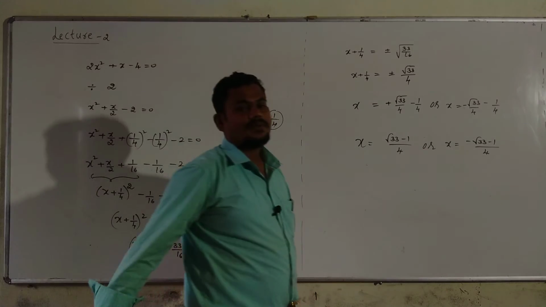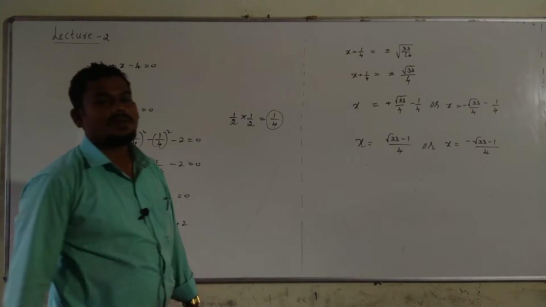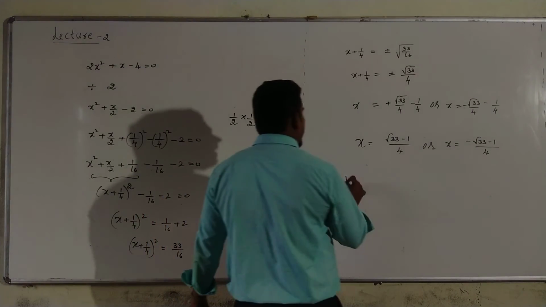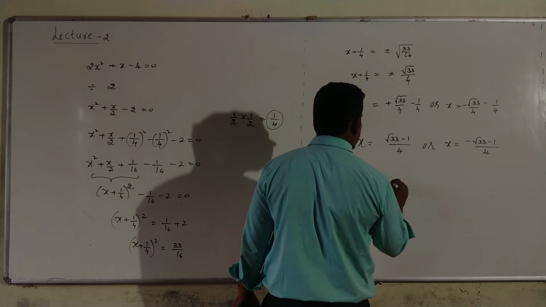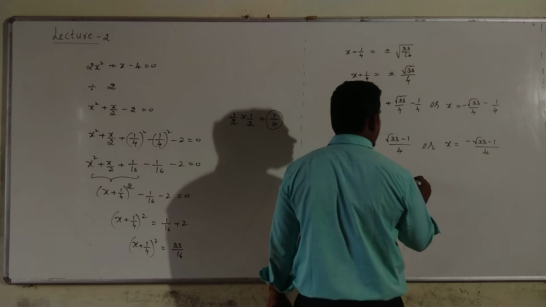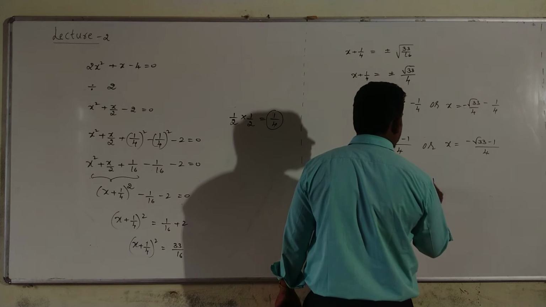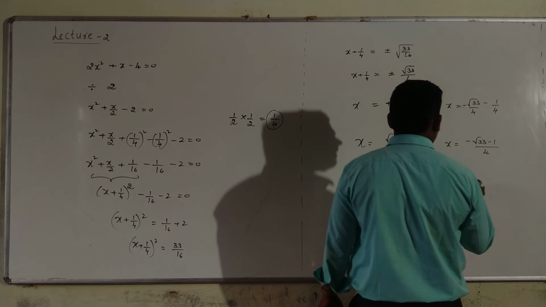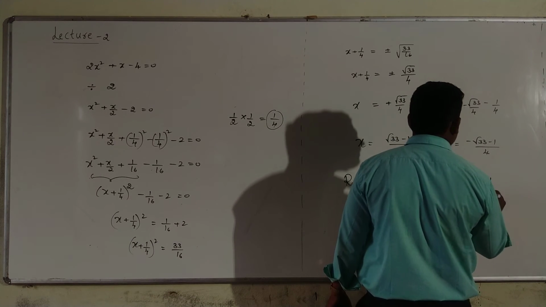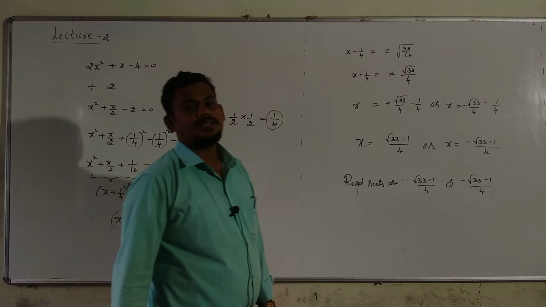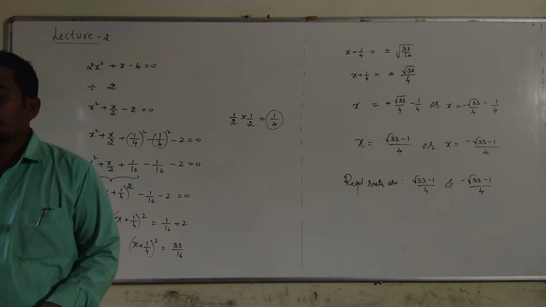These two are roots of the given quadratic equation by the method of completing square. Required roots are (square root of 33 minus 1) divided by 4 and (minus square root of 33 minus 1) divided by 4.